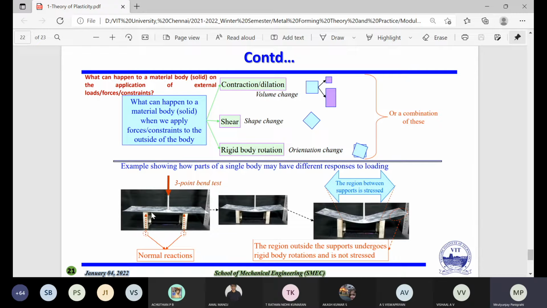Okay, so one more thing, I put one example of this showing how the parts of a single body may have different responses to loading. Sometimes we are talking about a cantilever, if you remember, somebody was asking me about this, like a cutting, the shear, one type of cantilever, and on the other side, if your punch is pressing, it will cut. Because if you have a big billet and you want to make it a smaller billet, you have to cut it. Okay, so that's why we are going for shearing.